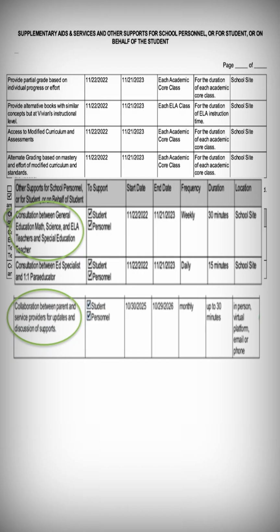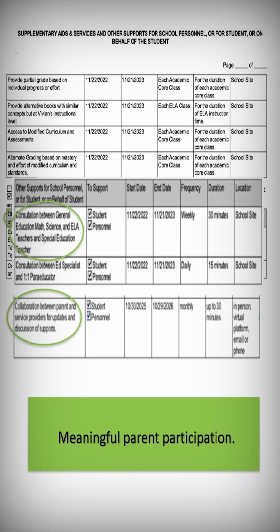Now, there is one more support that every IEP should include, and that is meaningful parent participation. We're not in that classroom every day. So in order to make sure that that IEP is being implemented as it is written, we need communication. And I'm not just talking about that annual IEP meeting or the quarterly progress reports. No, communication between home and school needs to be ongoing. We need to be able to check in with our teacher, connect with our service providers, and address our concerns as they come up in real time.